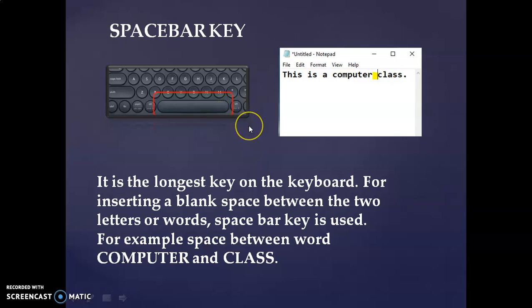So that's all about keys of the keyboard. There are other keys also available on a keyboard. We will discuss them in next class.